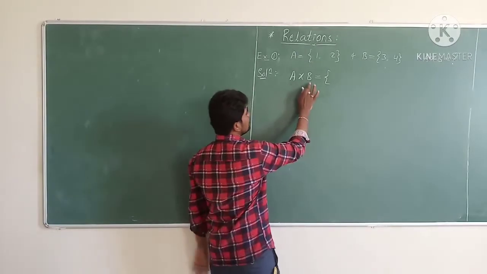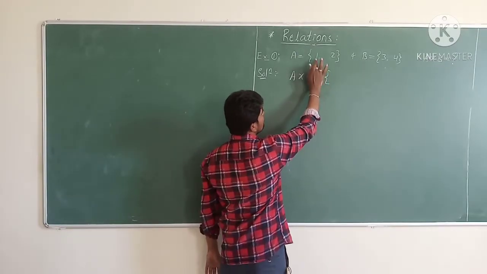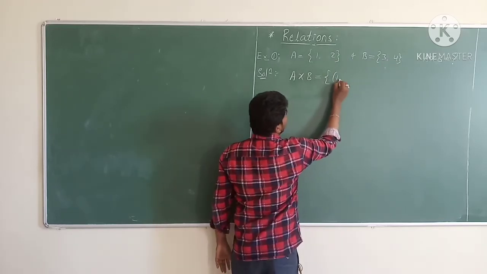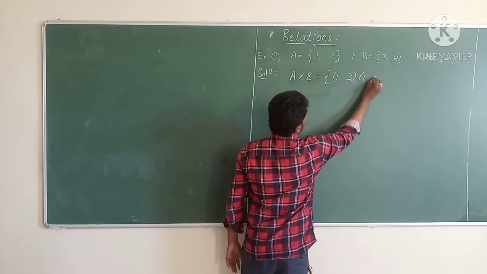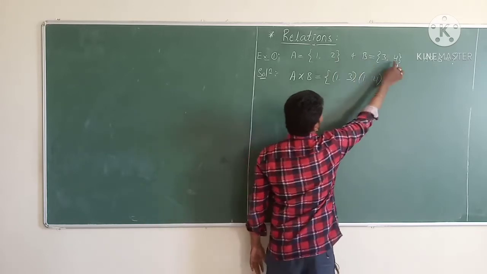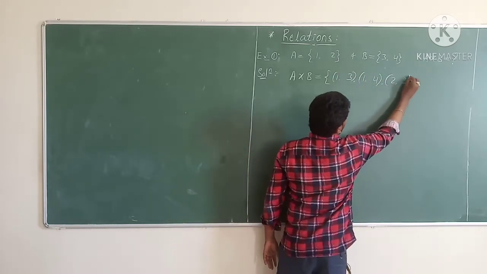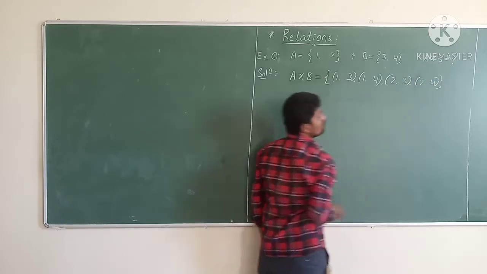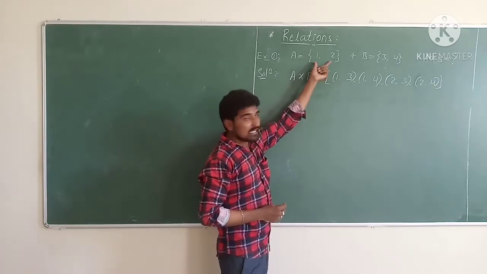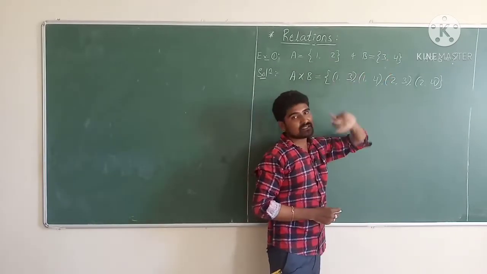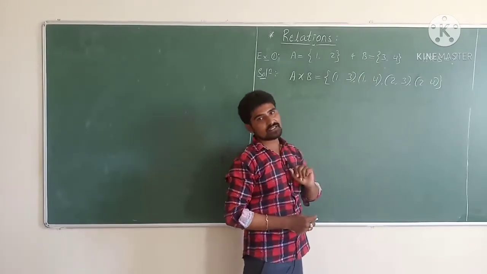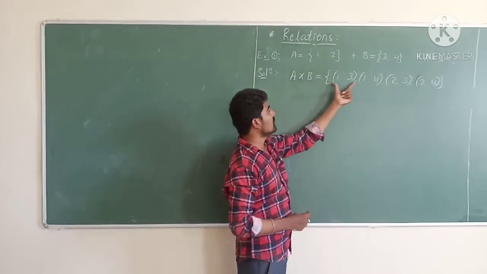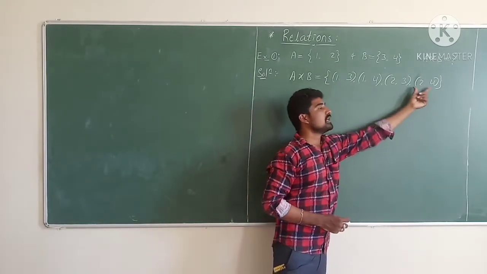Therefore, A cross B is equal to: the first possible ordered pair is (1, 3), then (1, 4), then (2, 3), (2, 4). A set has two elements, B set has two elements. Then A cross B must have 2 times 2, that is 4 elements: 1, 2, 3 and 4.